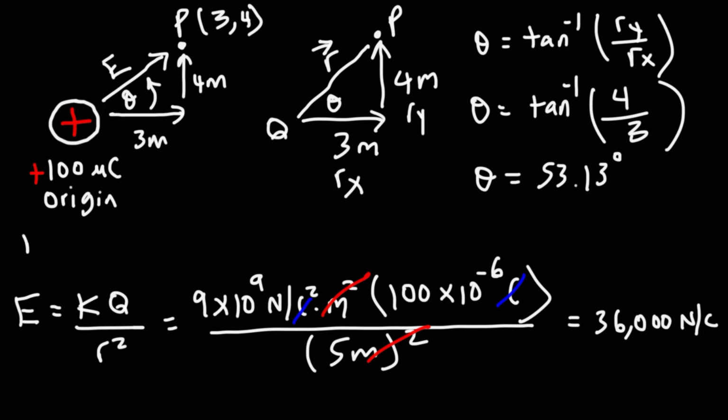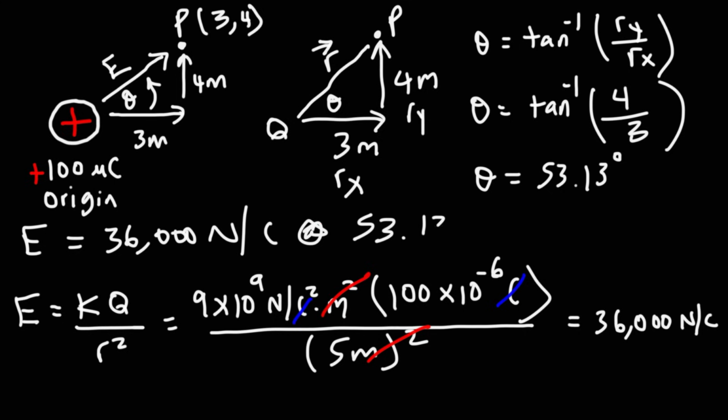So now we can describe our answer like this. The electric field is 36,000 newtons per coulomb directed at an angle of 53.13 degrees from the positive x-axis. So that's the old-fashioned way of solving this problem.